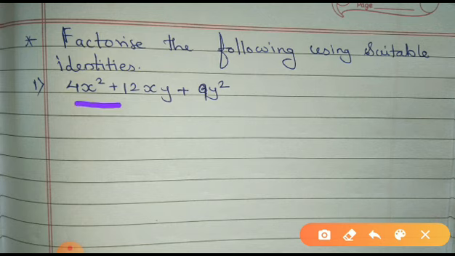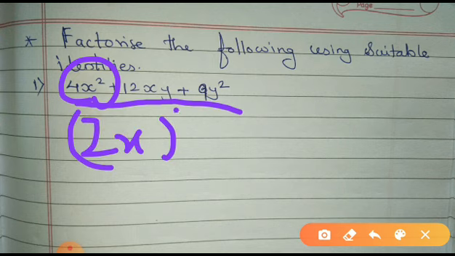Now here it is 4x square plus 12xy plus 9y square. Now here how many terms do I have? I have three terms, that means I have to check whether two square terms I have or not. Now let us see. First is 4x square. X square is a square term. Now 4, is it a perfect square? Yes. It is a square of 2. So this term I can say it is a square of 2x.